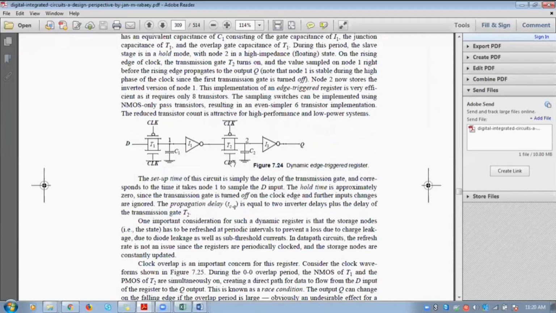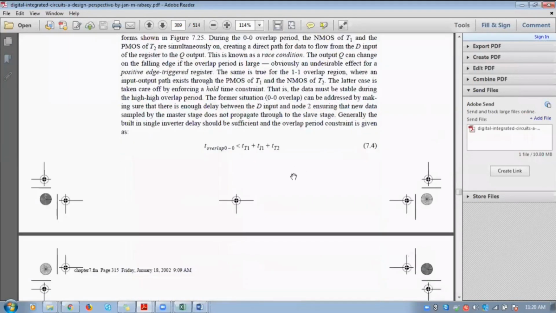If you consider the 1-1 overlap, both clock and clock bar are 1. Clock equal to 1, clock bar also 1. So both the NMOSes in the transmission gate will be on. Both T1 and T2 will be in the on condition. In this case also, D will directly go to the output.